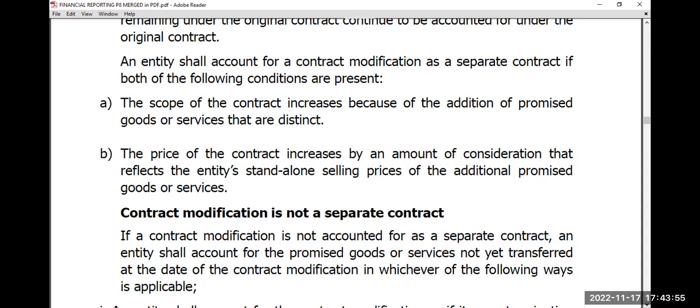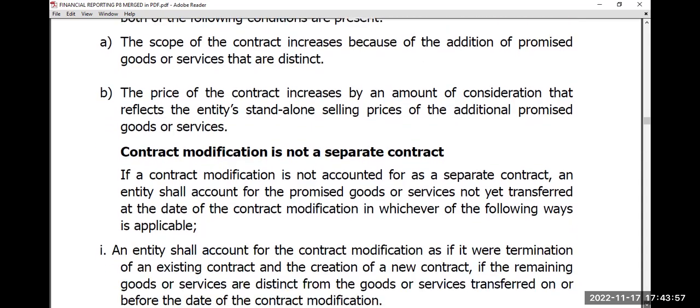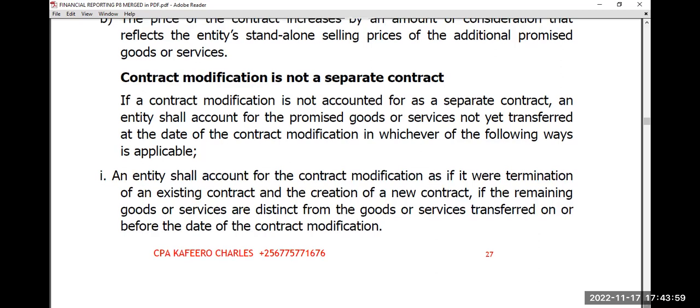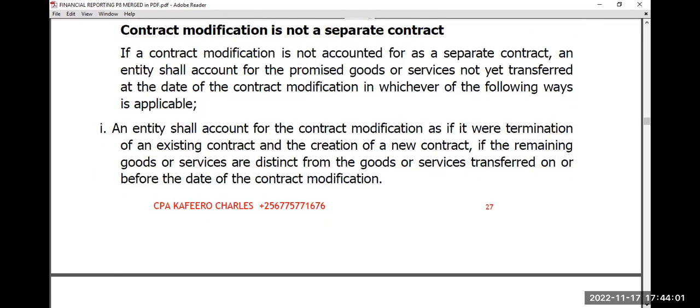Then we look at the contract modification where it is not a separate contract. What it means is that the same contract is going to prevail for all. If a contract modification is not accounted for as a separate contract, an entity shall account for the promised goods or services not yet transferred at the date of the contract modification in whichever of the following ways is applicable.